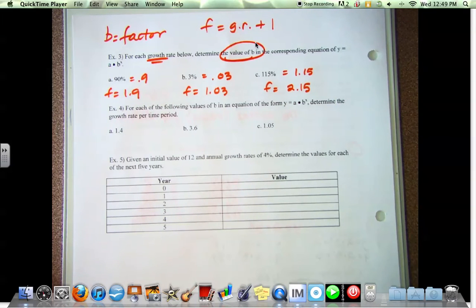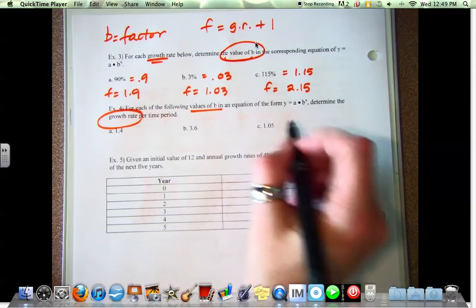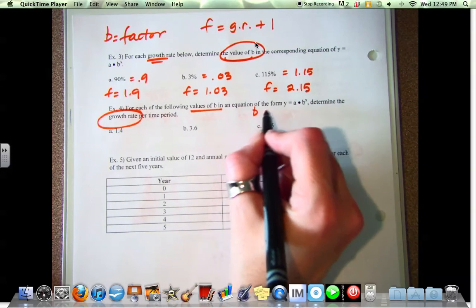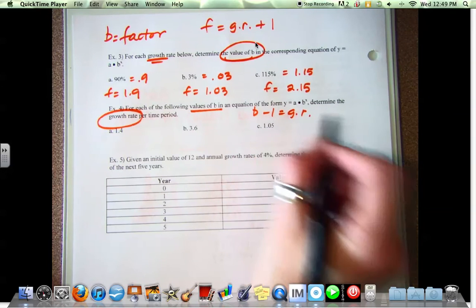For each of the following values of b in the equation of the form y equals a times b to the x, determine the growth rate per time period. So on 4, what are we asked to find? Growth rate. And what are we given? The factor. You subtract 1 and turn it into a percent. So we have b, we're going to subtract 1, and that'll give us the growth rate.